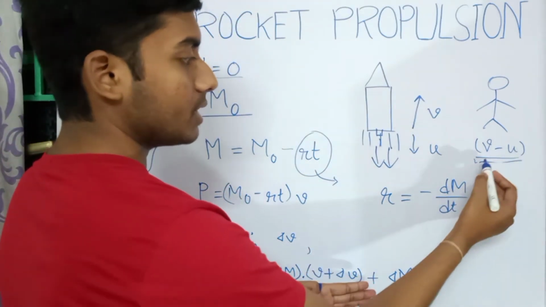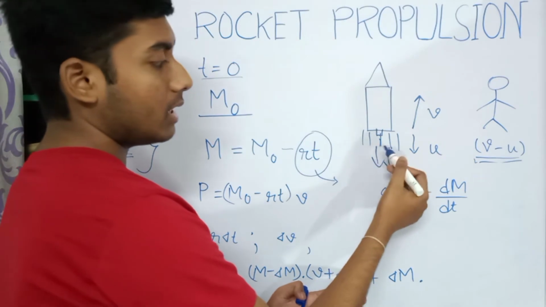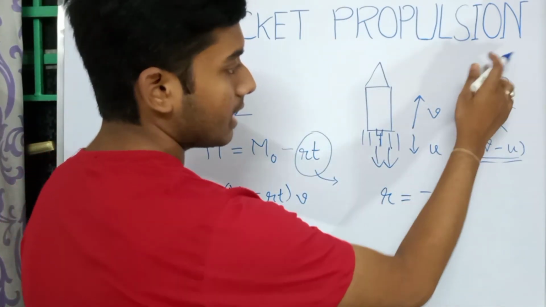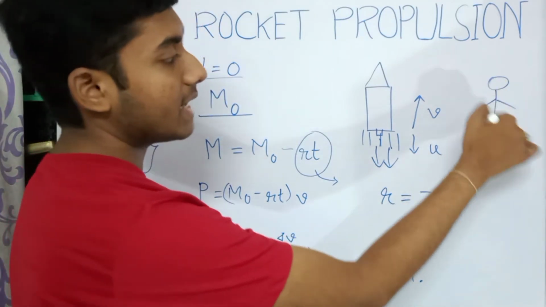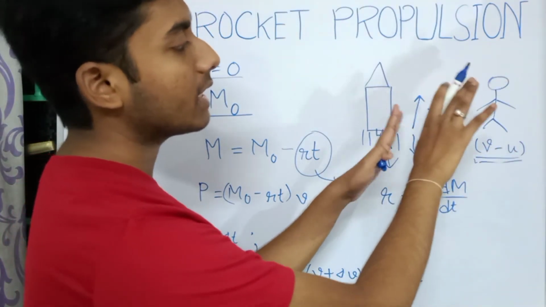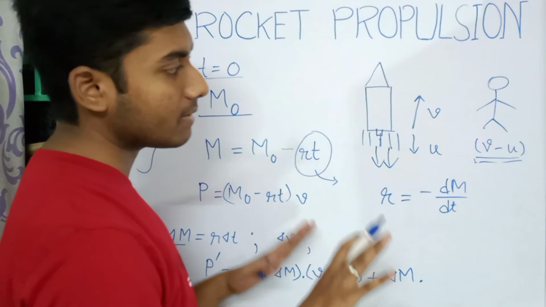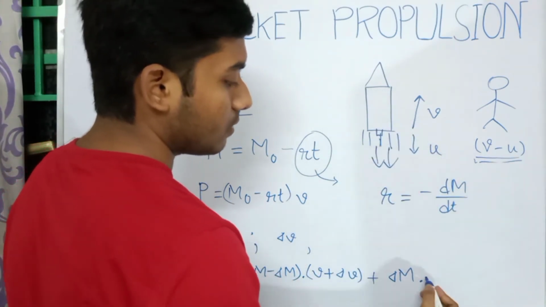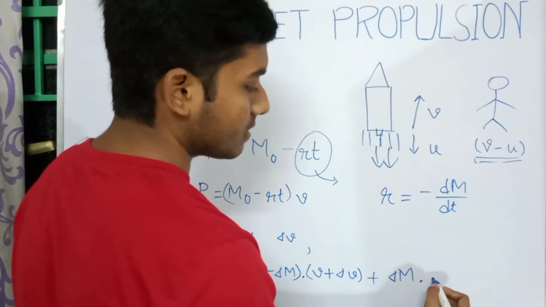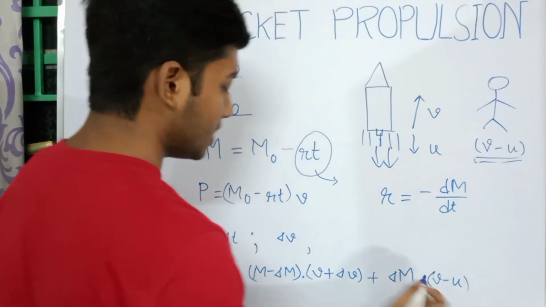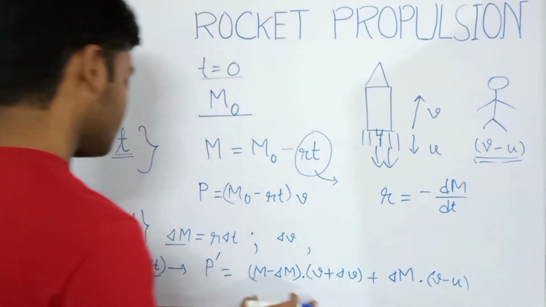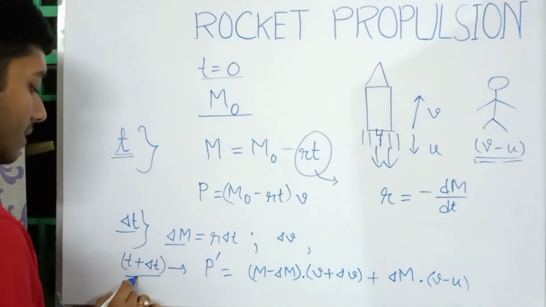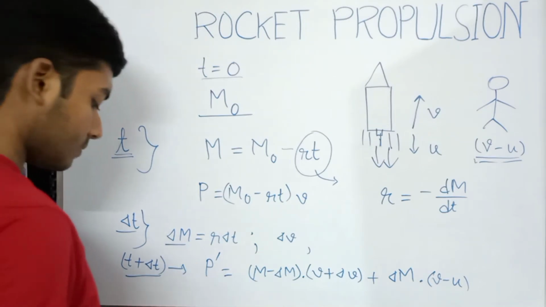So the velocity of the ejecting fuel, or the velocity of the ejecting gas with respect to the ground. Here we have considered the static observer, that is, this is nothing but the ground. So the velocity of the gas with respect to the ground is v minus u. This will be the momentum of the whole system at the time t plus del t.